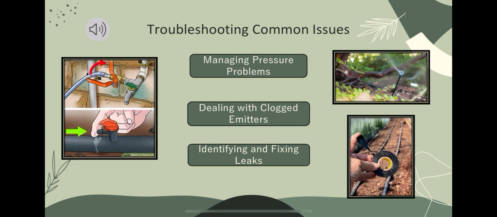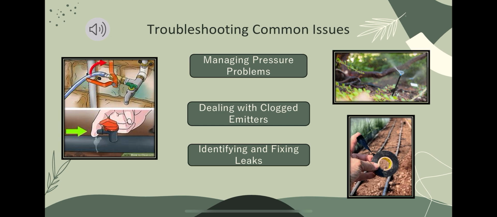Dealing with clogged emitters. Clogged emitters can disrupt water distribution and negatively impact plant health. To unclog an emitter, remove it from the tubing and soak it in warm, soapy water. Gently clean the emitters with a small brush or use a pen to clear any debris. Rinse thoroughly and reattach the emitter to the system.